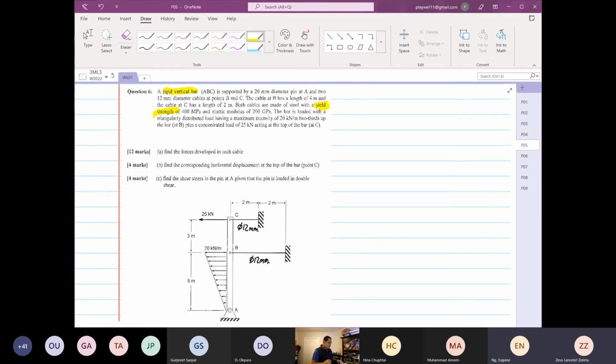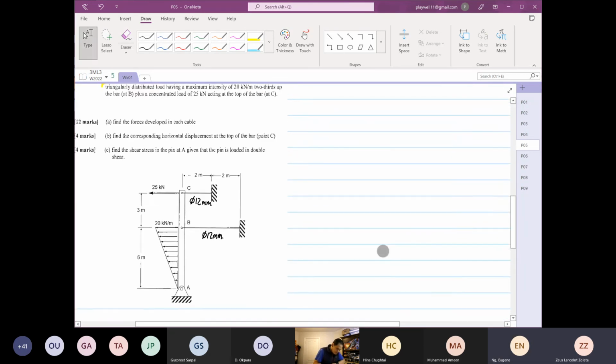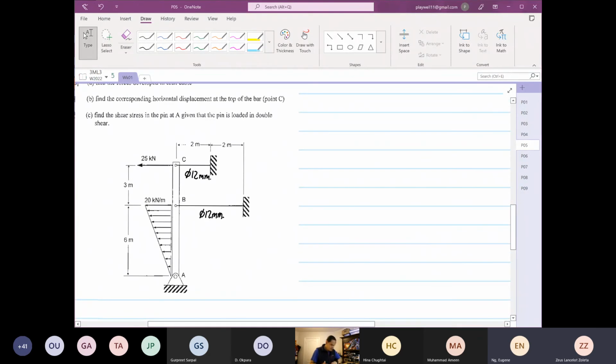So first of all, let's construct the free body diagram. I'm going to focus more on the diagram first. We are going to construct what I'm going to call an integrated free body diagram. Why do I use the word integrated? Because it's going to be a multi-body.